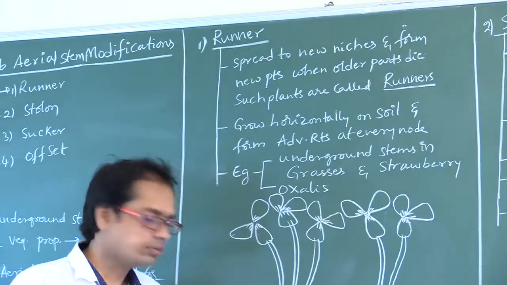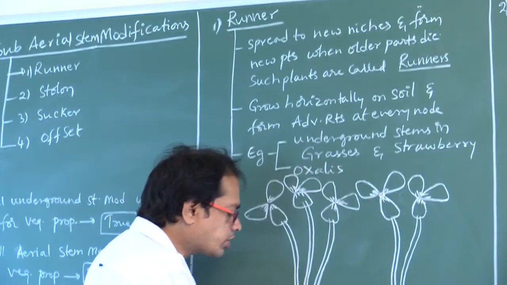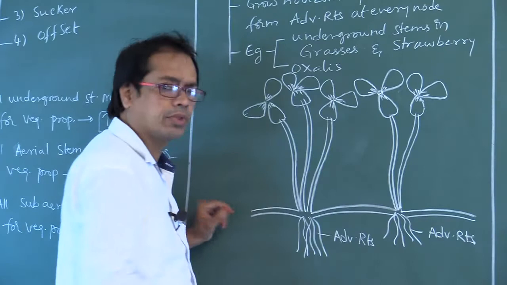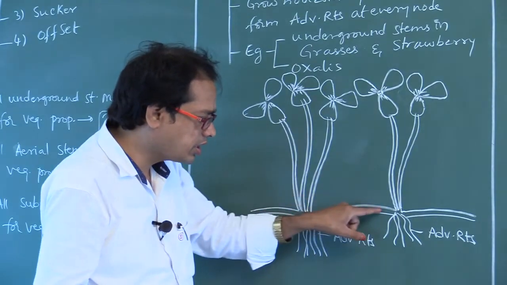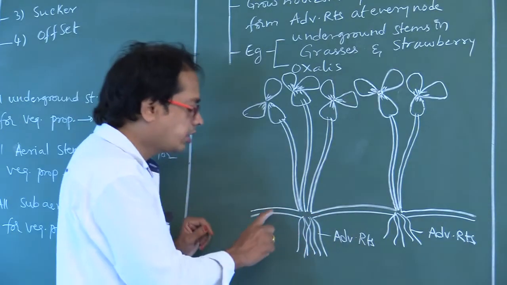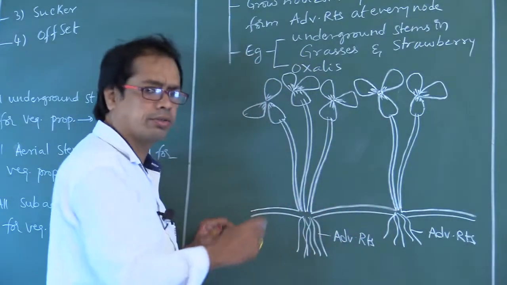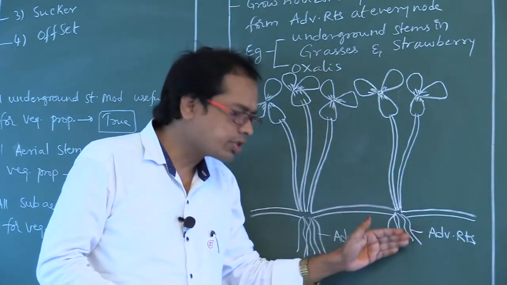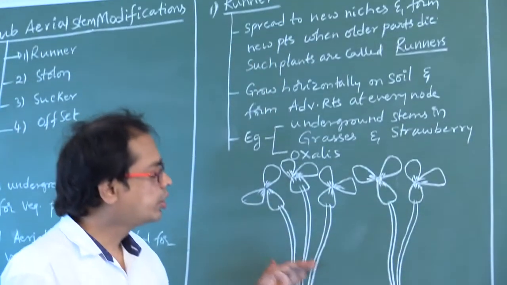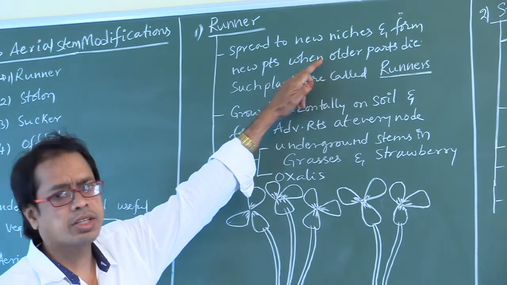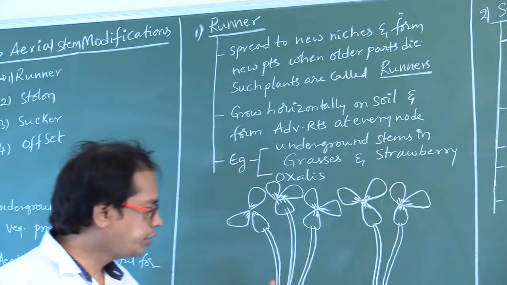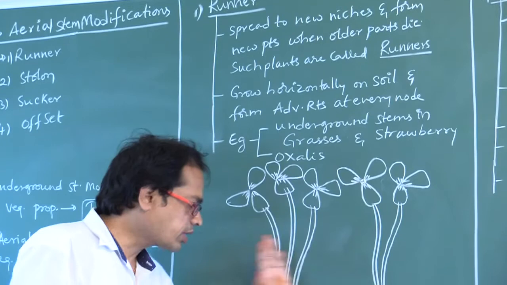See this diagram. This stem grows horizontally on the soil. The stem is somewhat weak; these are weak stemmed plants. So that means many nodes and internodes are present. When they touch the soil, adventitious roots are formed. So they spread to new niches. New niches means new areas, and they form new plants when older parts die.